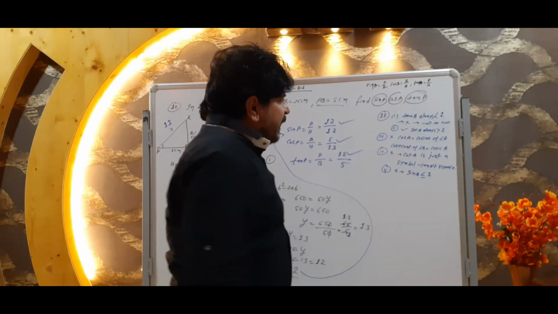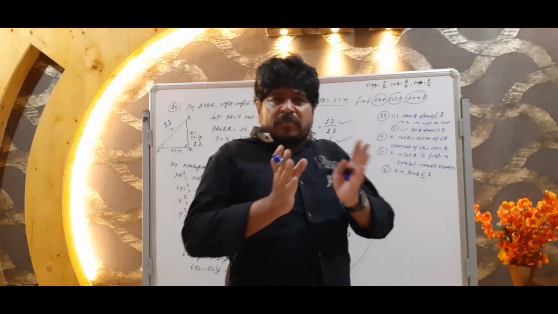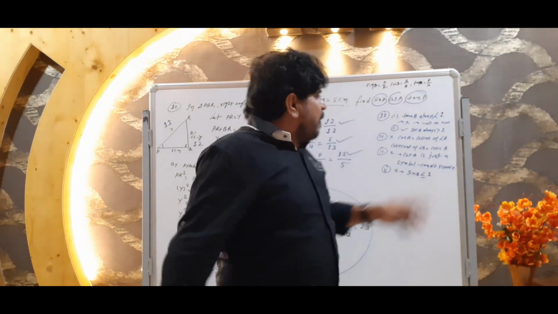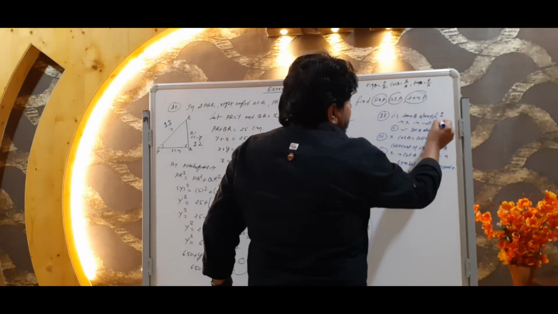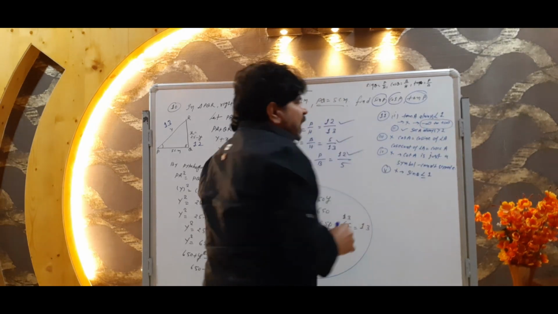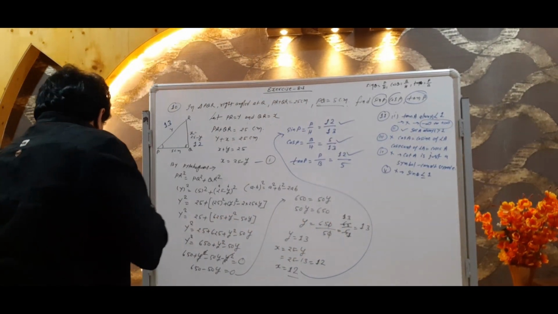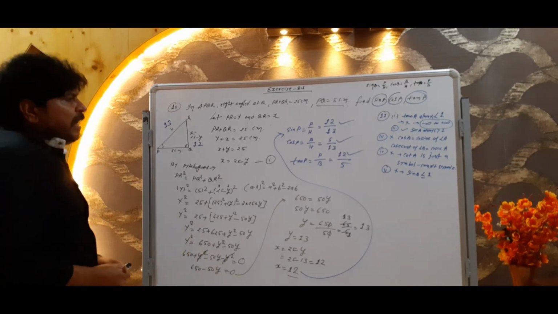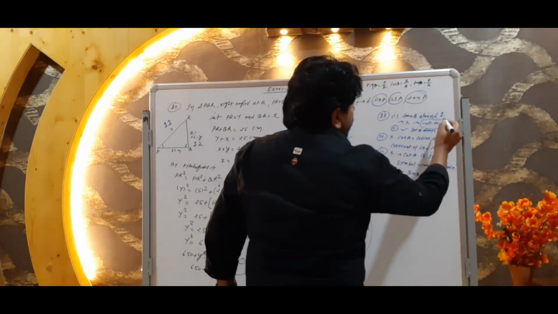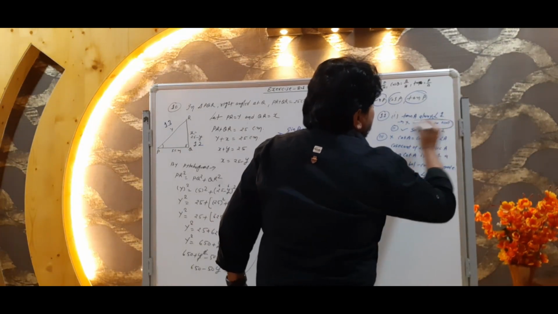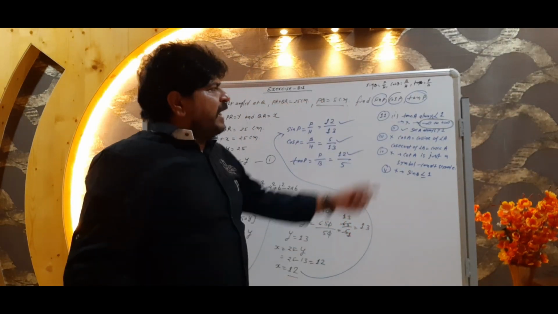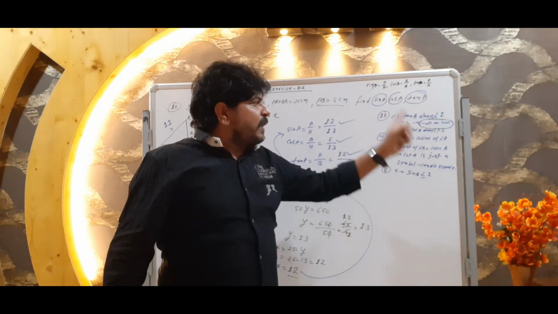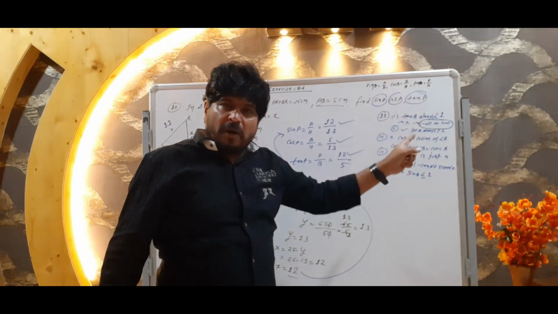The value of tan A is always in between minus infinity to plus infinity. The value of tan A keeps ranging between minus infinity and plus infinity. In that case, it can't be always less than 1. That's why this statement is wrong.